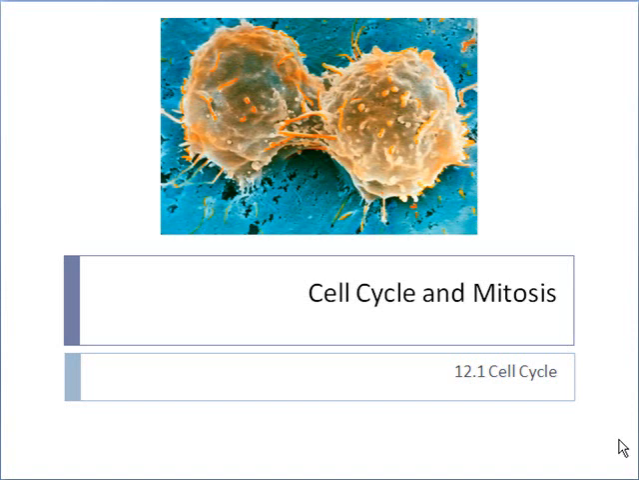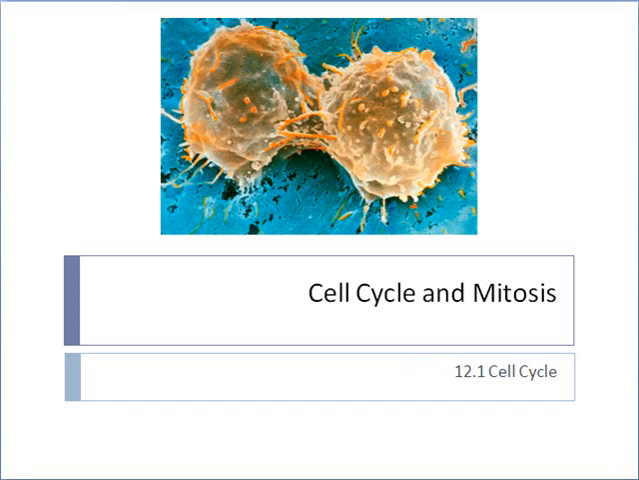Well, we've learned about general function of cells. We've learned how cells make proteins. Now we're going to take some time and learn about how it is that cells make copies of themselves and how cells grow and eventually die. And we're going to be looking at two main processes during this set of lectures.